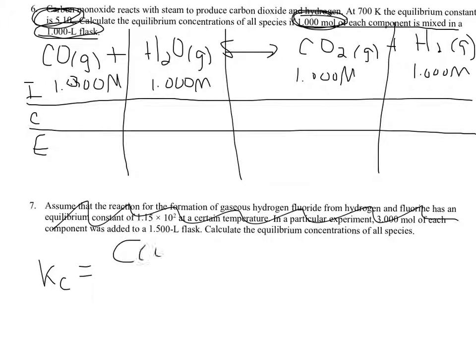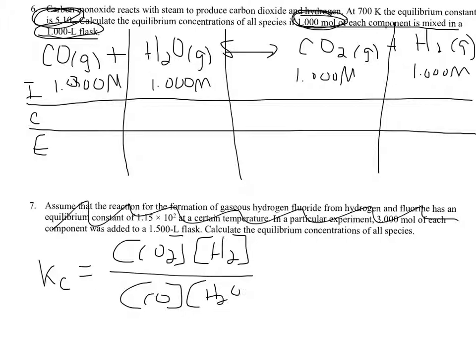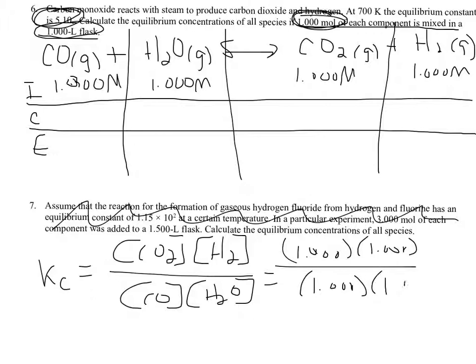So I've got the concentration of CO2 times the concentration of H2, divided by the concentration of CO times the concentration of H2O. And currently, if I plug in everything as 1.00, well, without doing any complicated math, 1 times 1 divided by 1 times 1 equals 1. So right now, Q is equal to 1. Okay, so this value is less than the constant. They told me the constant is 5.10.